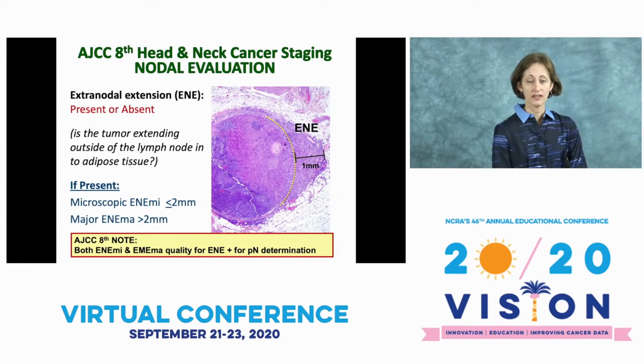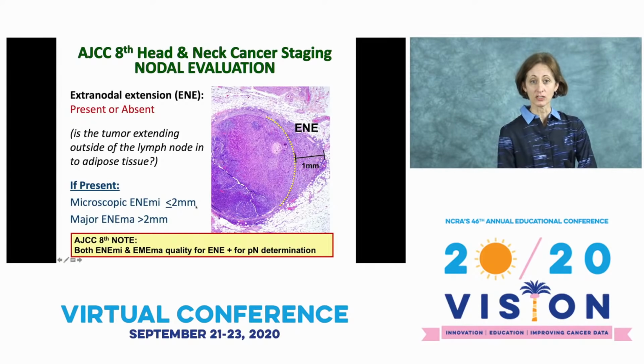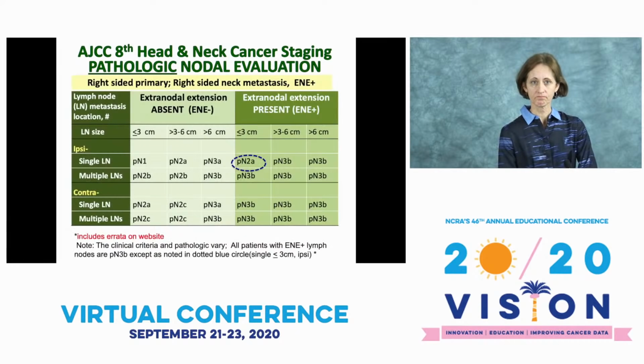So based on the current guidelines, we try and estimate where the capsule was, and we measure the extent, which is where the MI comes from for microscopic, or it can be determined to be major if it is over 2 millimeters. The extent, though, does not change the PN determination.